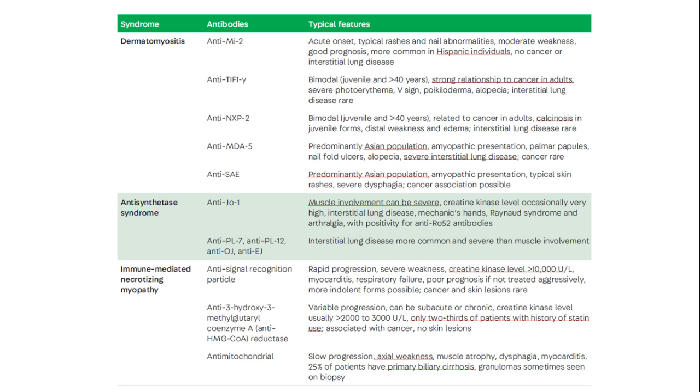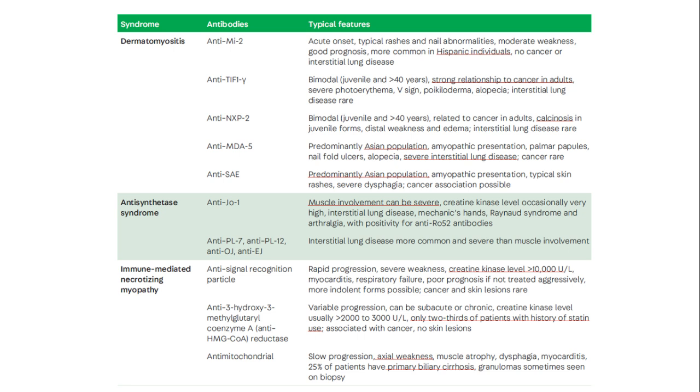SAE with predominant Asian population. Antisynthetase, severe muscle involvement, which was the case in the patient that I saw. The rest of the antibodies, interstitial lung disease and severe muscle involvement. Okay, immune-mediated SRP, I saw that patient, those CPK could be really high with the myocarditis and respiratory failure.